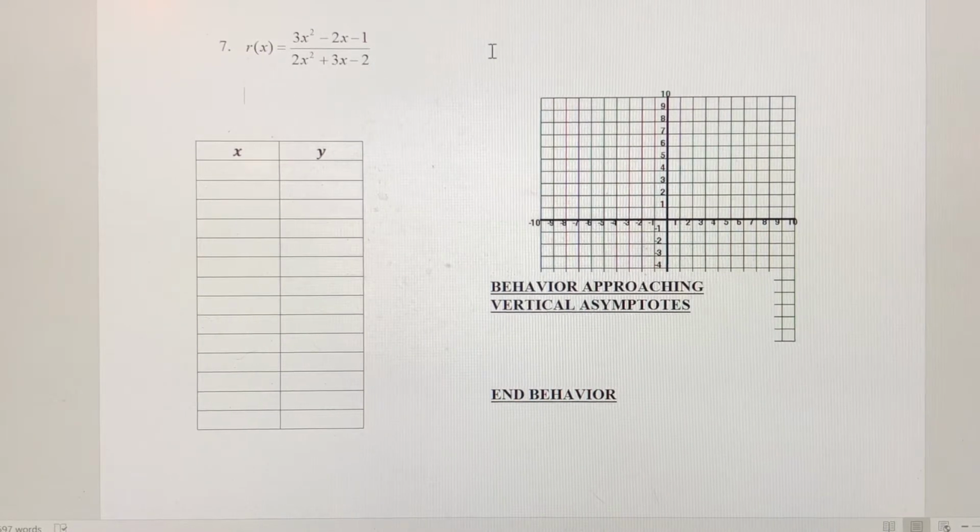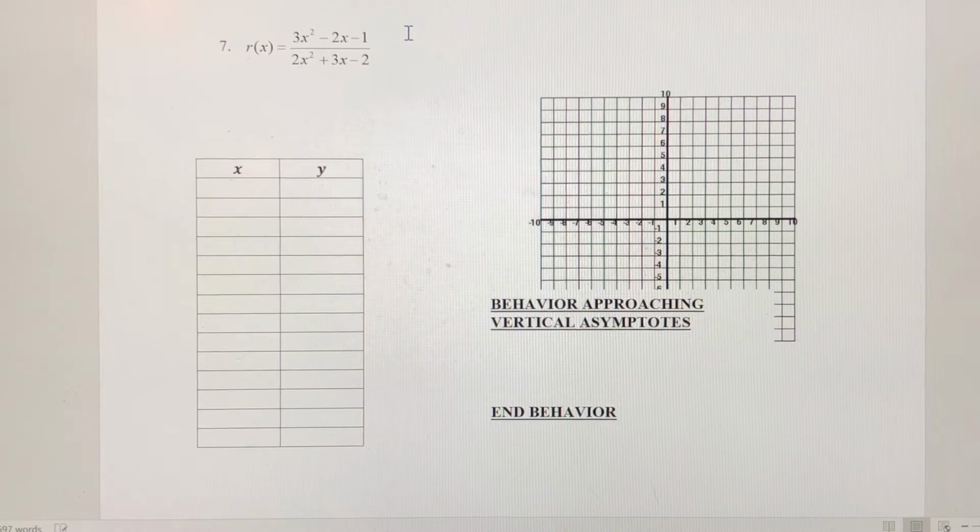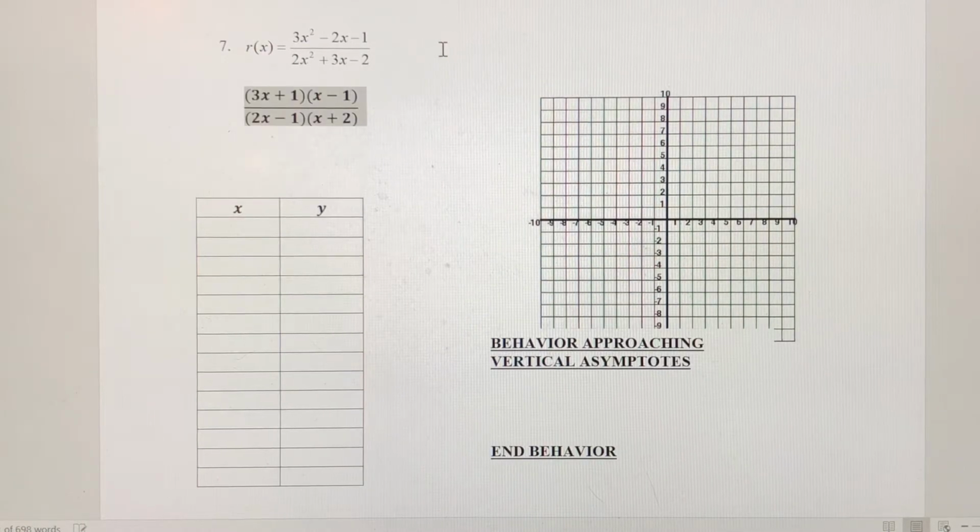So remember, the first step is to make sure the numerator and denominator are simplified, in this case factored. So you can factor the numerator and the denominator. The numerator factors as (3x plus 1)(x minus 1). The denominator factors as (2x minus 1)(x plus 2). It's important to note that none of these factors cancel out.